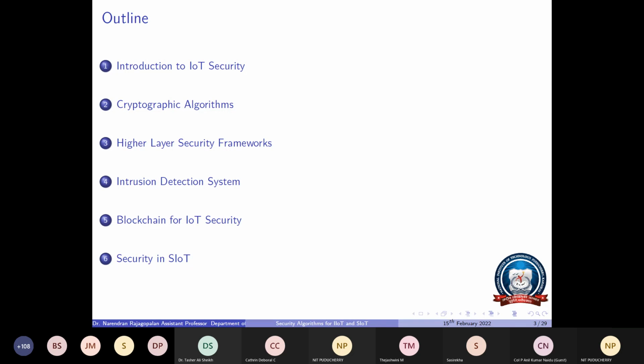Then we'll look at some things which do not get covered under these algorithms, and how they are addressed by intrusion detection systems. Then we'll have a very small introduction of blockchain. Then how does it impact a SIoT network? So this would be the outline of the presentation today.